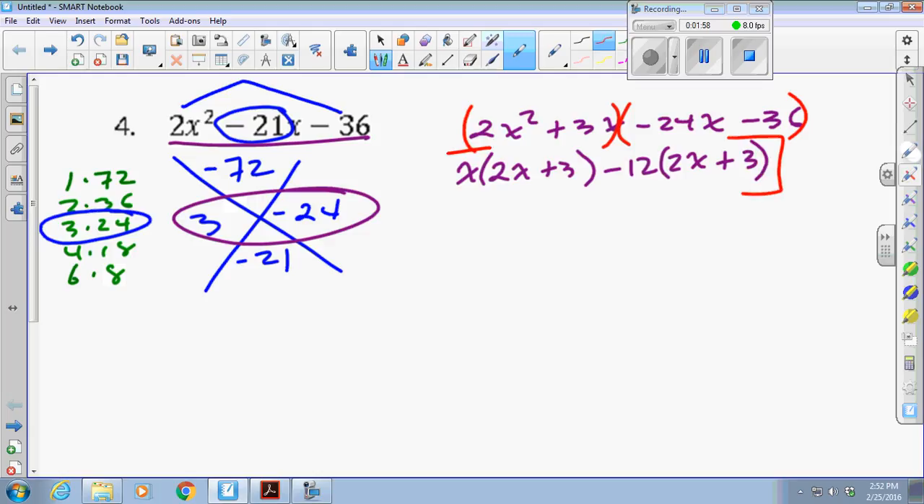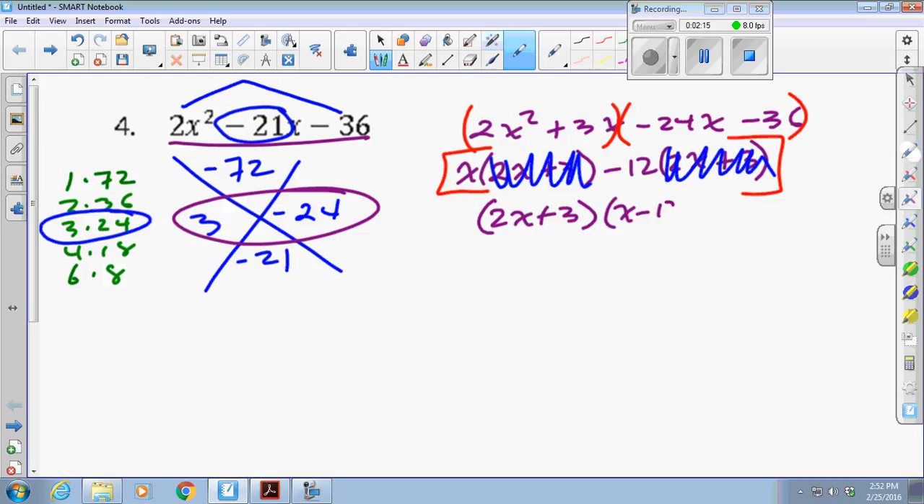Regroup, okay? Pull out the common factor. The common factor is that 2x plus 3, right? Now, when you pull out that 2x plus 3, in other words, it goes away, what's left? What's left is x minus 12. I have just factored that quadratic. Now, you can check it by multiplying it out, and you'll see that it ends up being the same thing.